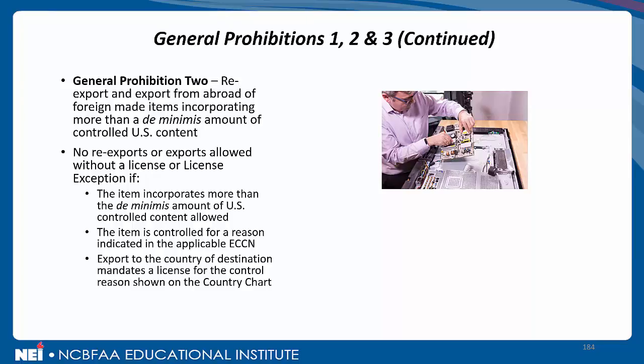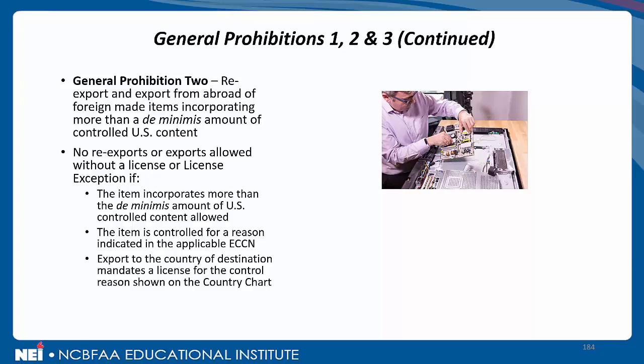What we're also talking about is items that incorporate more than a de minimis amount of controlled U.S. content. That means a particular item with an ECCN incorporated into a product. Perhaps we can make it a little bit more visual by looking at our image here that has a specific limit as to how much content of that controlled item can go into a product. That's what de minimis means. The maximum amount of an item that can go into a product. So we're talking about exports and re-exports from abroad that incorporate more than a de minimis amount of controlled U.S. content.